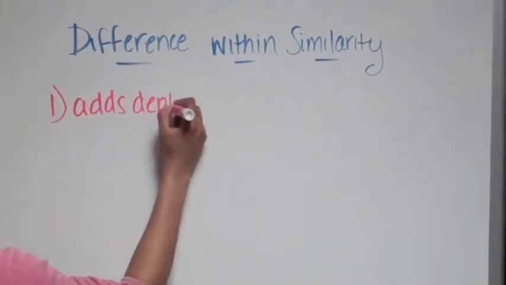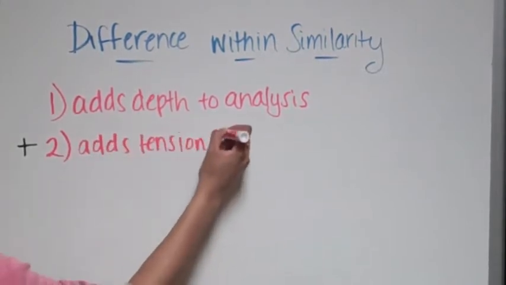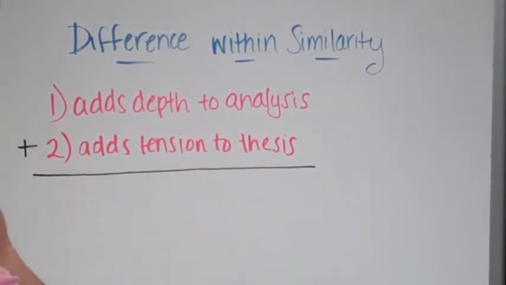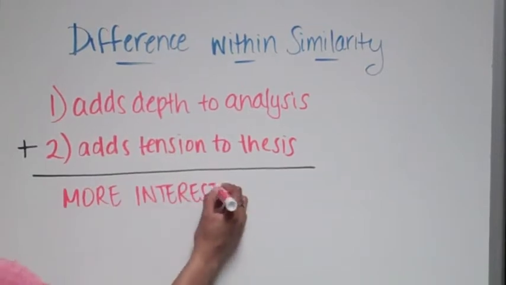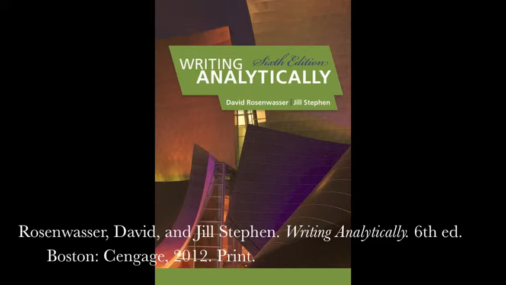As you can see here, using difference within similarity adds depth to your analysis of two sources by using complicating evidence to add tension to your thesis and make your paper more interesting. For more information on difference within similarity and other writing techniques, refer to Writing Analytically.